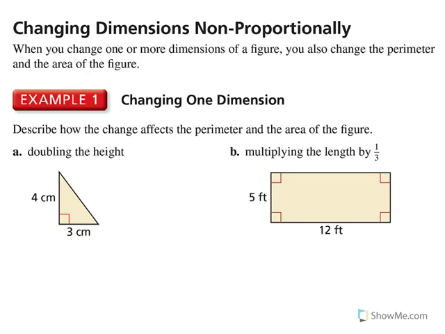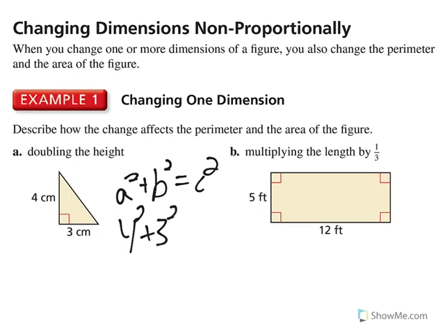So when we look at this first example, in A, it's just going to have us double the height. And so we want to describe what happens to the perimeter and the area when this happens. So first, let's look at what it is originally. Okay, so if I want to find the perimeter of this triangle, I need to find that third side. And so to find that third side, I need to do a squared plus b squared equals c squared, my Pythagorean theorem. So I would plug that in and then solve. Once I solve for this, you would end up getting that c is 5.